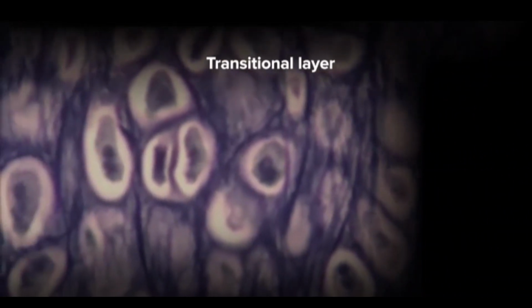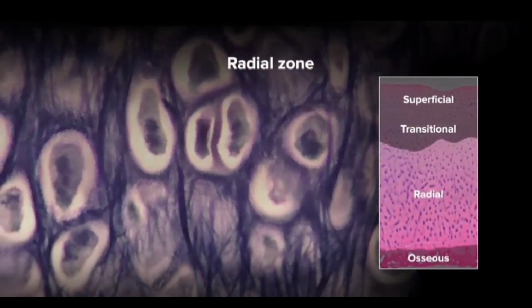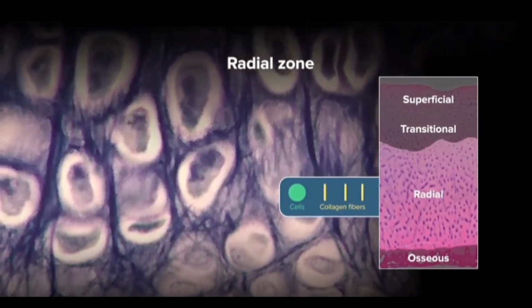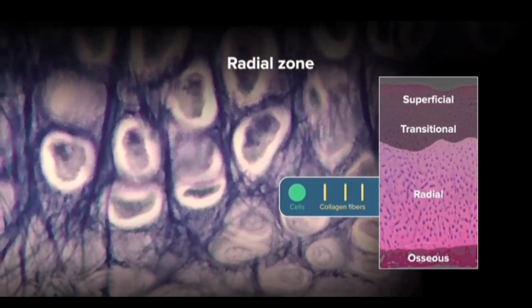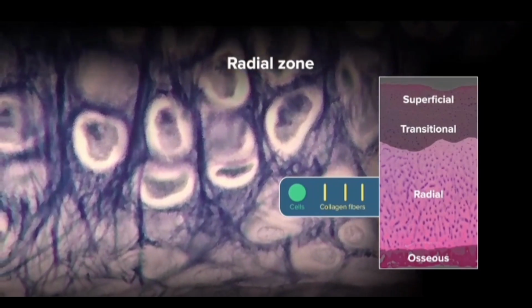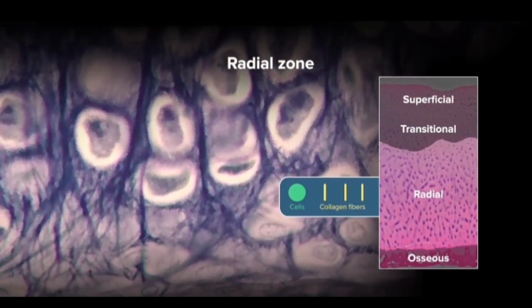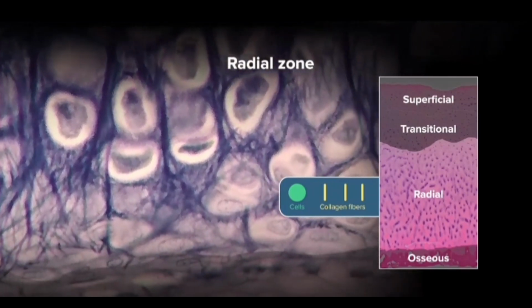Even deeper, the transitional layer blends into the radial zone. In the radial zone, collagen is perpendicular to the joint surface. There is a reduction of the collagen content, and proteoglycan continues to increase from this superficial zone. This layer provides the most resistance to compressive forces.